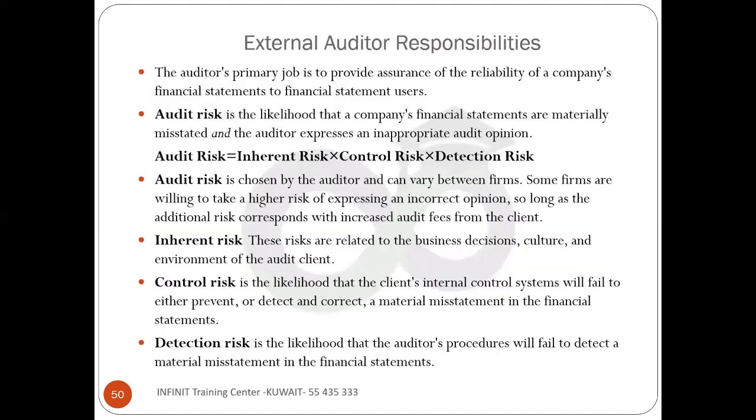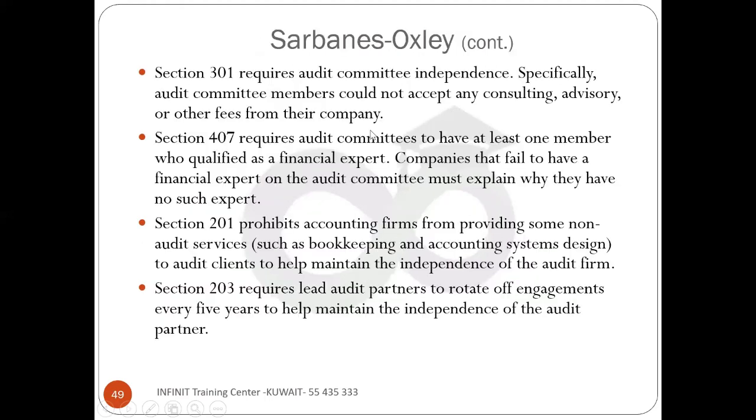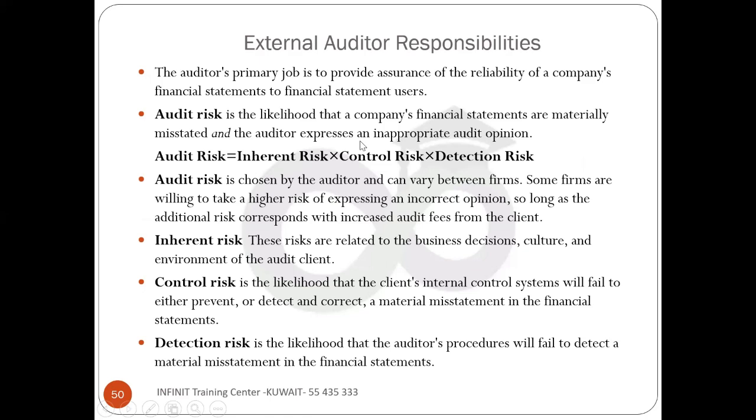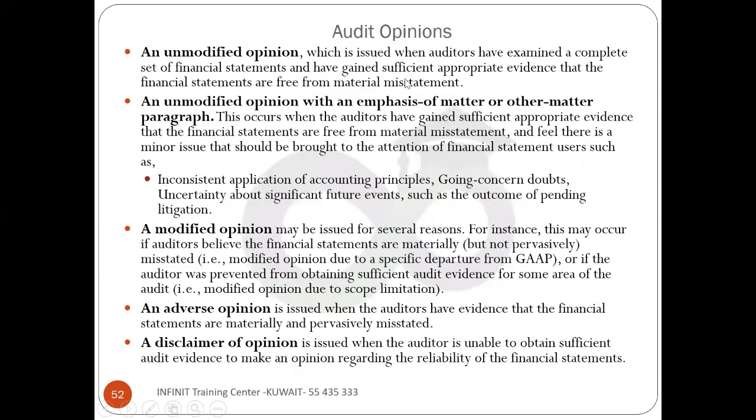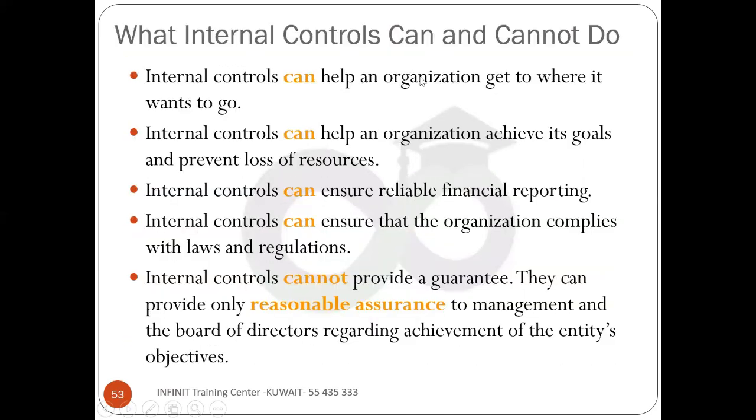Before, in Section C, there were actually three subsections. One was internal auditing, internal control, and system controls. But from the last change, internal auditing has been removed as a separate section, and is included here in the internal control as a small part of it. So this mentions external auditor responsibilities and auditing the internal controls. And also it is talking about audit opinions.